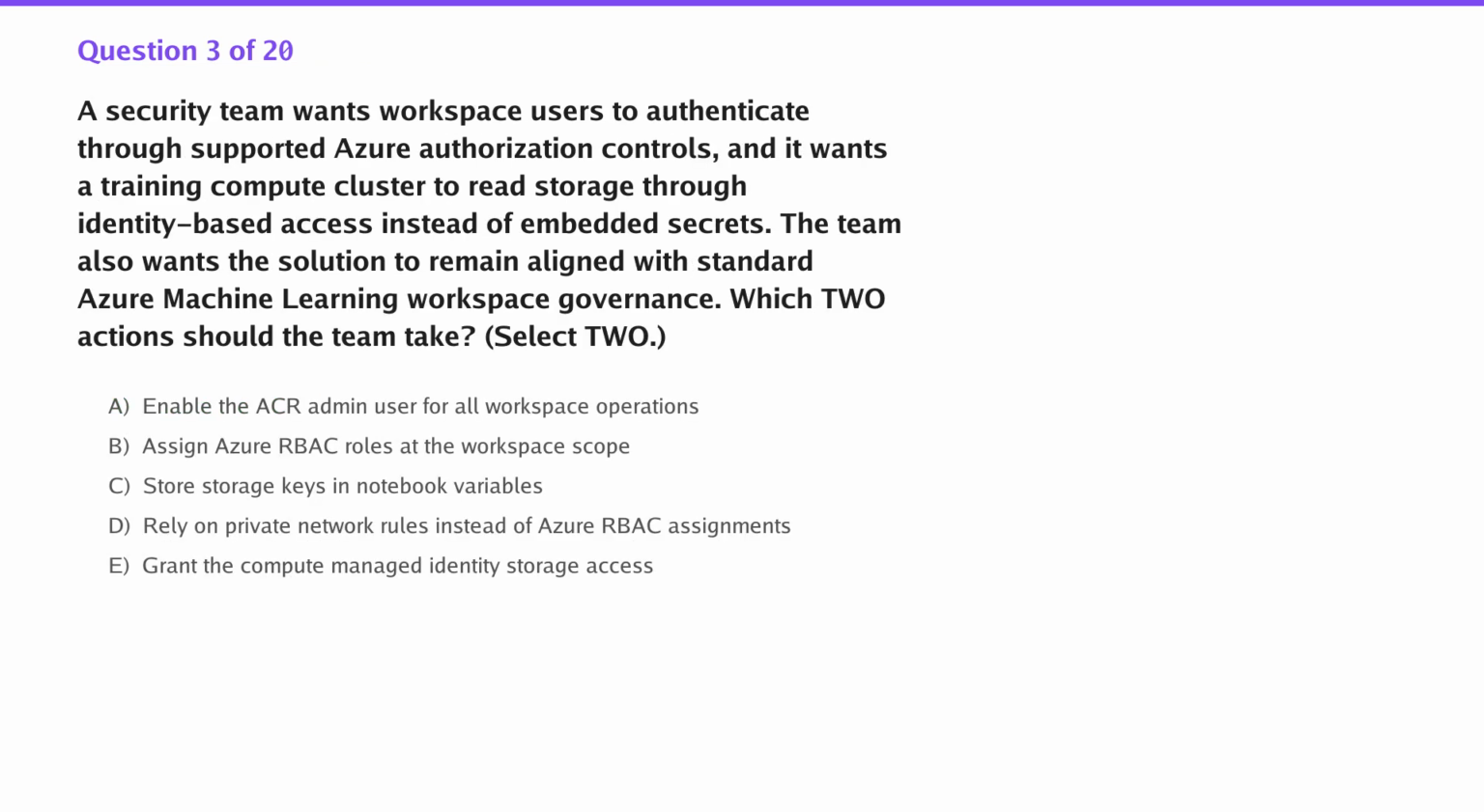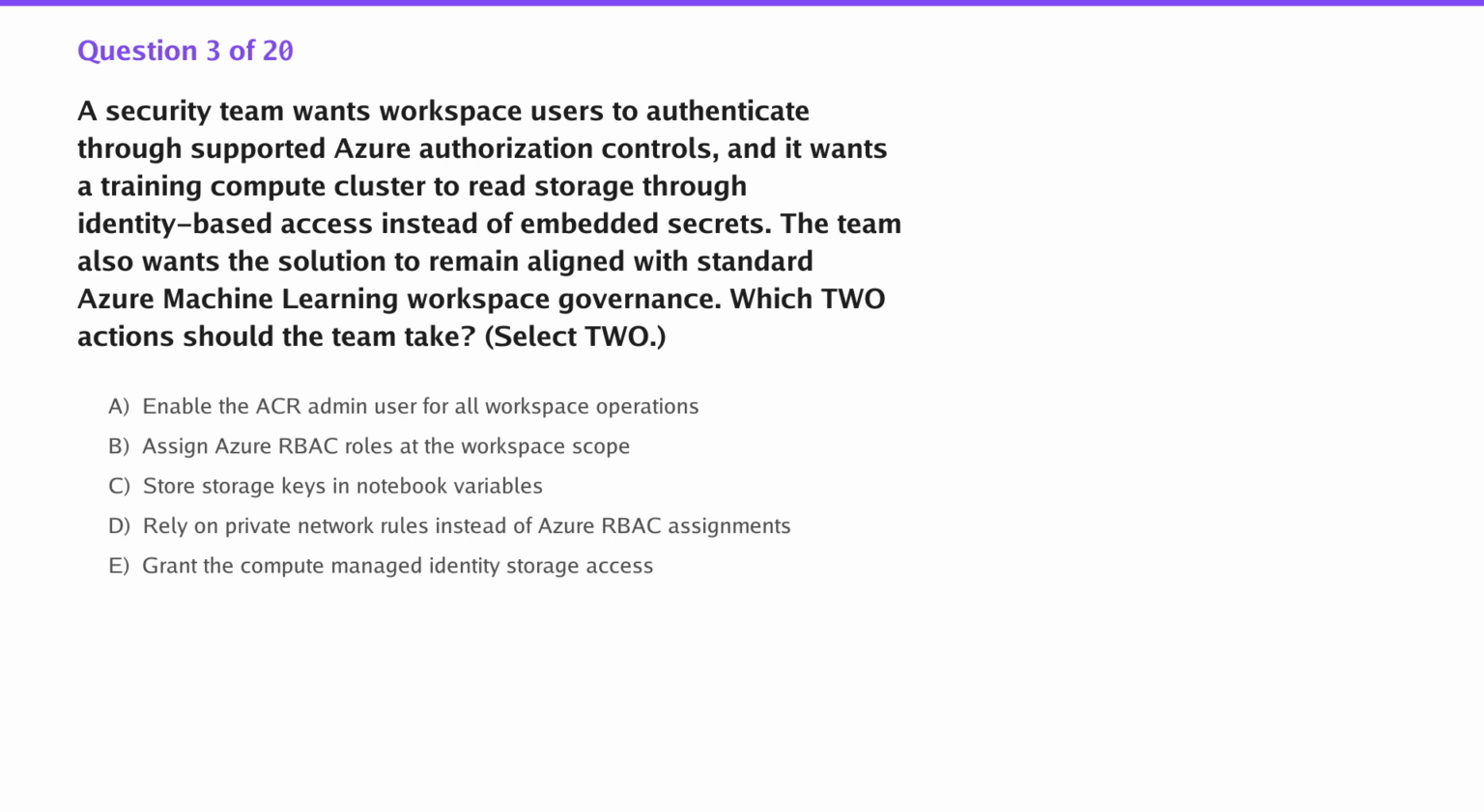A security team wants workspace users to authenticate through supported Azure authorization controls, and it wants a training compute cluster to read storage through identity-based access instead of embedded secrets. The team also wants the solution to remain aligned with standard Azure Machine Learning workspace governance. Which two actions should the team take?